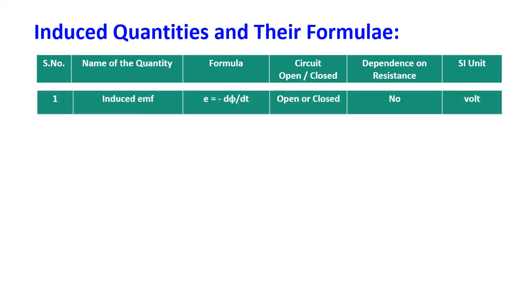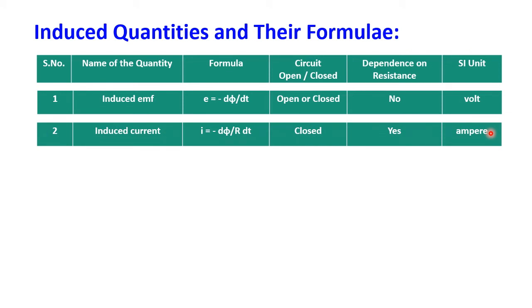Let us see the first one, induced EMF. According to Michael Faraday, E equals negative rate of change of magnetic flux, nothing but minus d phi by dt. It is applicable for open circuit as well as closed circuit. According to the formula, you can see the resistance expression is not there, so induced EMF is independent of resistance. Whether a conductor is moving or a closed coil is there, whatever the resistance of the coil, the induced EMF is the same for all types of materials and resistance. It does not depend upon the resistance of the conductor. The unit is volt, since induced EMF is nothing but voltage.